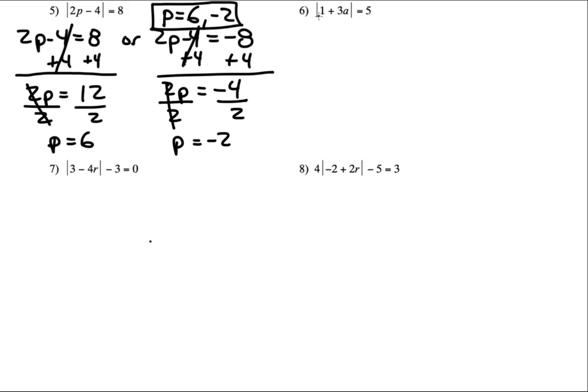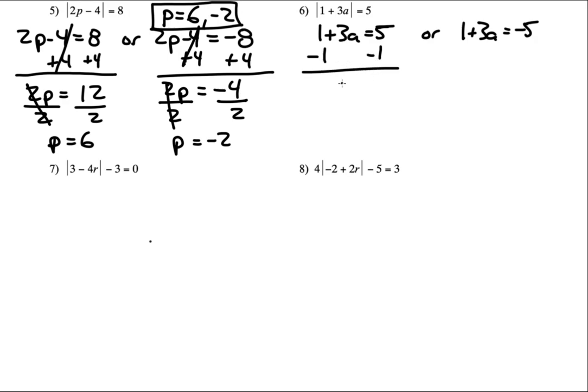For number 6, this piece here has to equal either 5, or if this piece in here equals -5, it will also work because the absolute value will turn it into a positive 5. So I'm going to have two different equations. 1 plus 3a equals 5, or 1 plus 3a equals -5. So if I want to isolate now this 3a, so to do that I have 1 plus that. The opposite of adding 1 is to subtract 1.